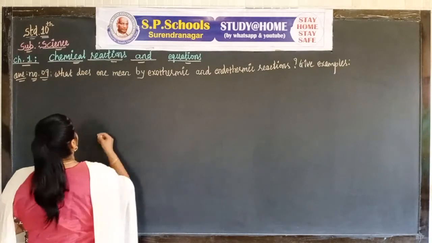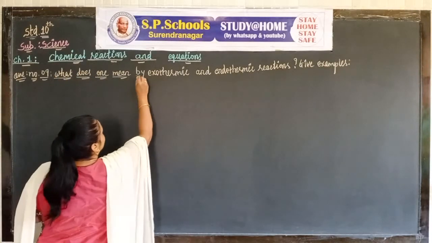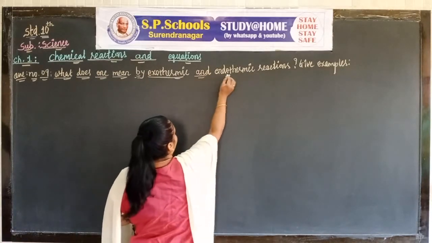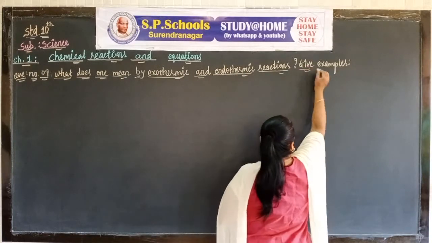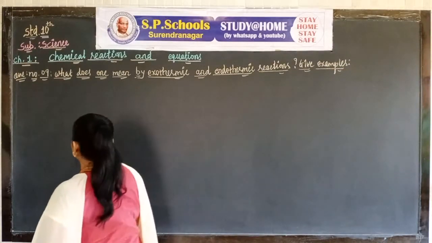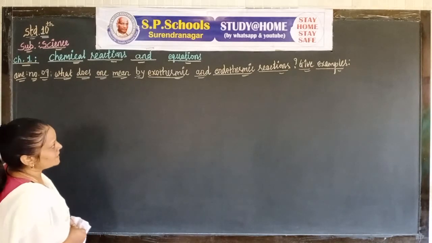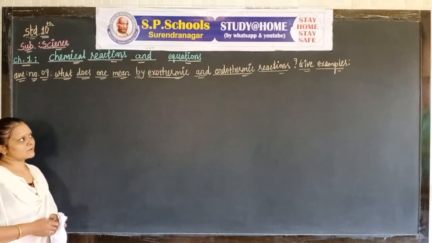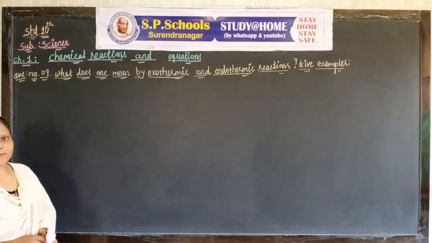What does one mean by exothermic and endothermic reactions? Give examples. First we try to learn exothermic reaction and then write endothermic reaction. We give one example for each exothermic reaction and endothermic reaction.